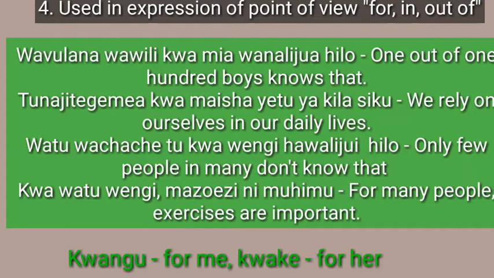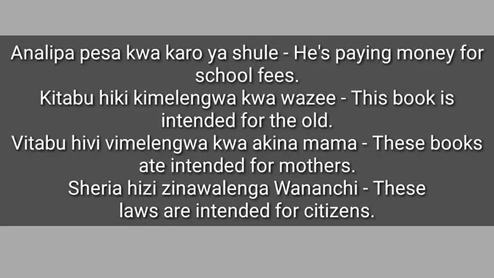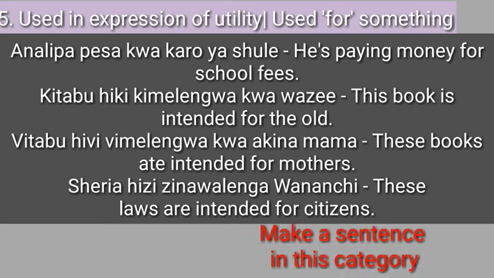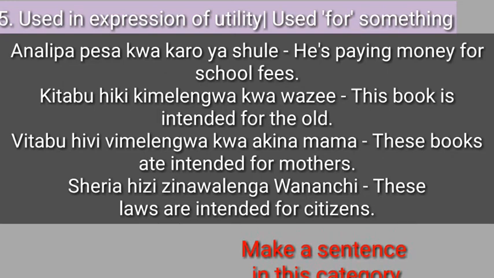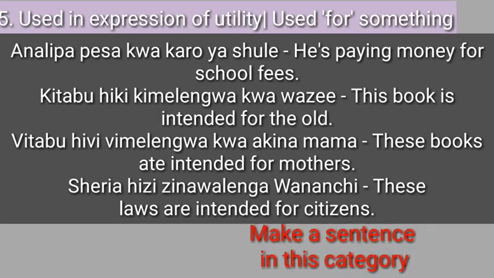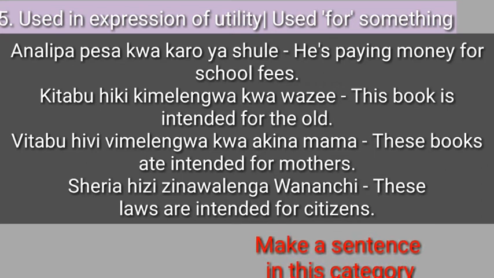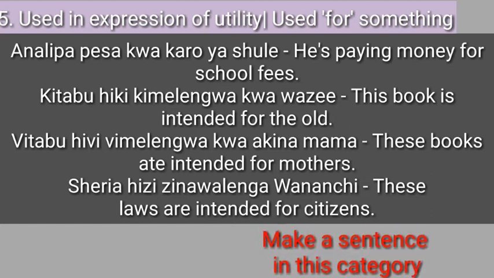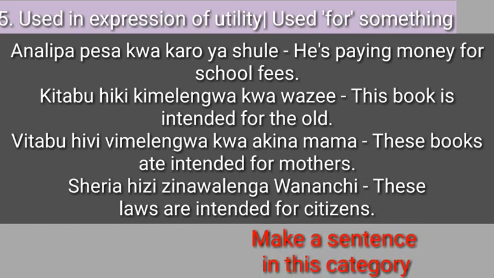And you can say kwangu, mazoezi ni muhimu. For me, exercises are important. Or kwake or kwako, kwetu, mazoezi ni muhimu. Just like that. Number 5, used in expression of utility. Used for something. Example, analipa pesa kwa karo ya shule. He is paying money for school fees.